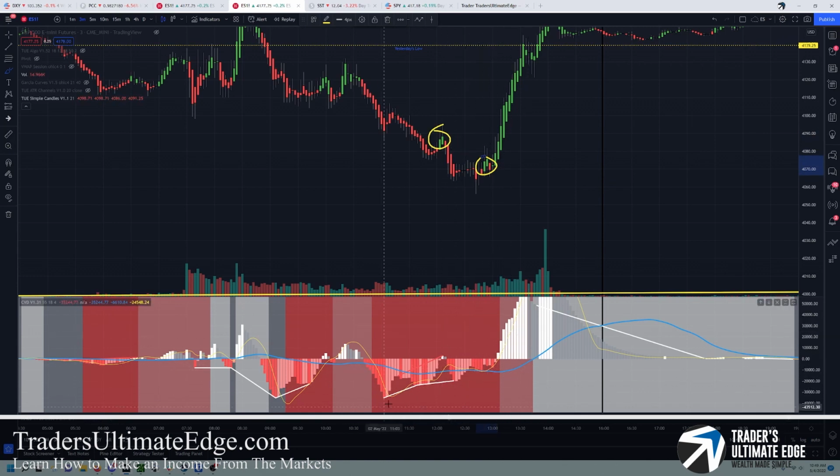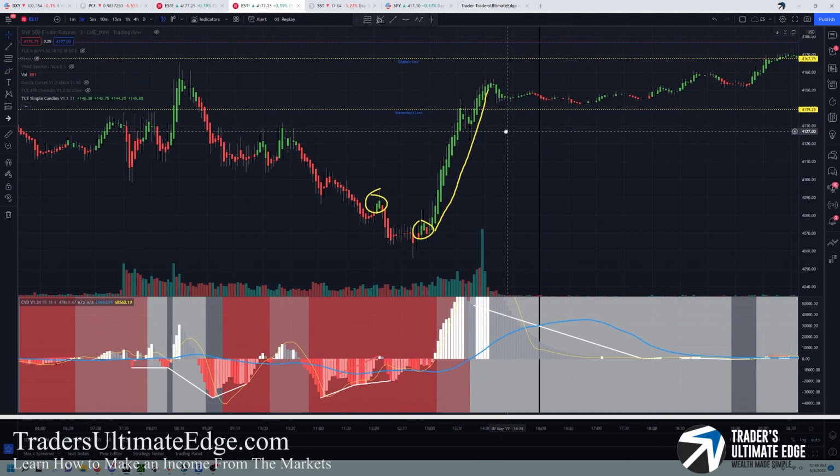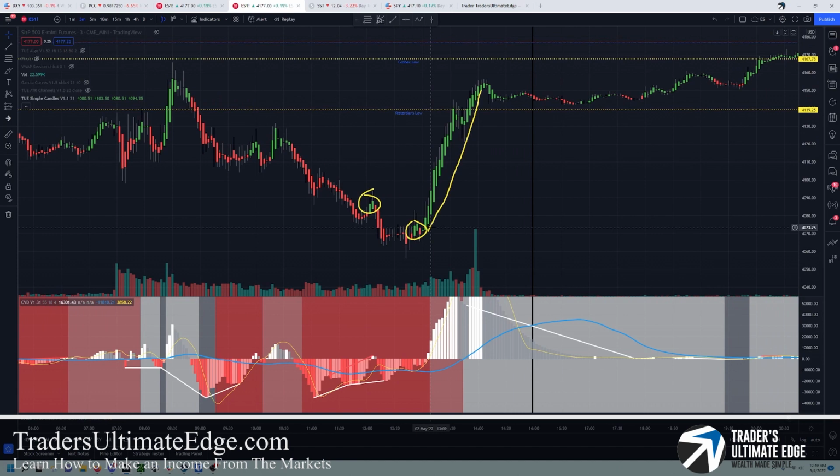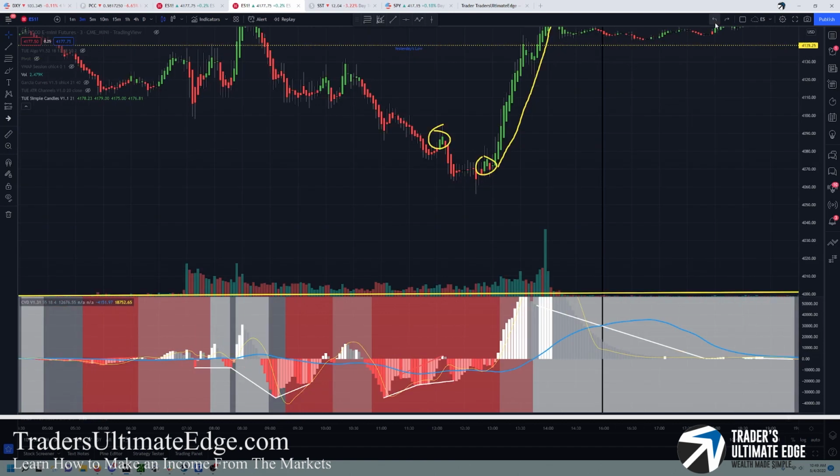We got the fast line moving up. We got divergence after divergence. And then finally it goes green again right after that one. And boom, a huge rally into the close. This rally was 40.73 all the way up to 41.50 or so. Is that 75 points? Go do the math on that. At $50 a point, it's a lot of money.